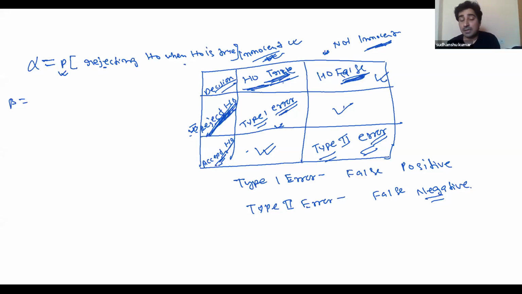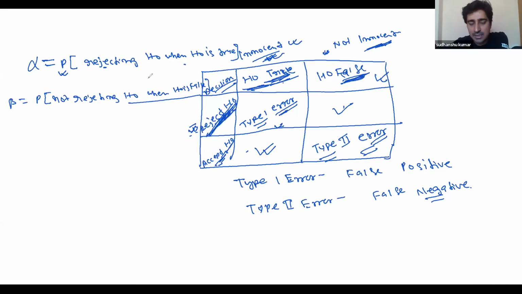So this beta is the probability of committing a type 2 error, and in other words, it is called the power of testing. In terms of probability, it is the probability of not rejecting the null hypothesis when null is false, meaning H1 is true. So if I ask what is the power of the test you have done on the data set, you will give me a beta value: the probability of not rejecting when H0 is false.